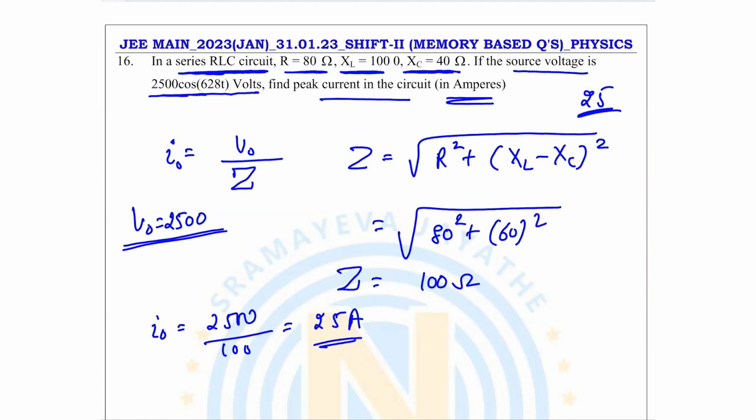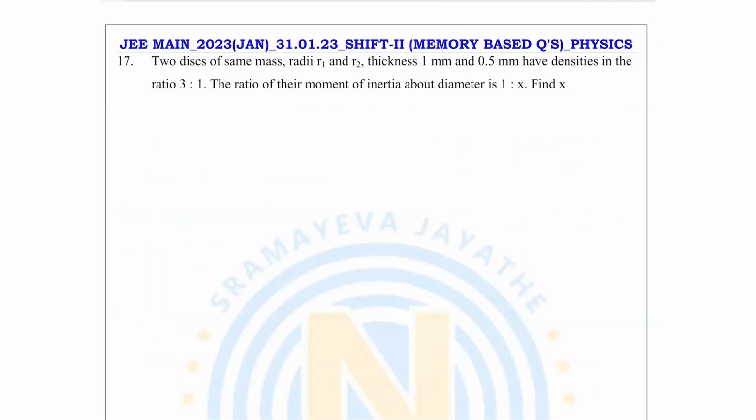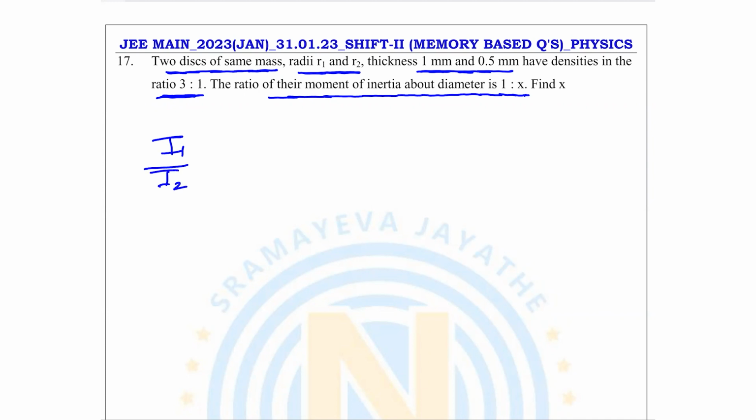All right, next question. Okay, this is a good question, somewhat calculative and some tricky also. We have two discs of same mass, radii R1 and R2. Their thicknesses are given and densities are given. Density ratio is given. We want to find the ratio of their moment of inertia about diameter. So we have to find I1 by I2, where I1 and I2 are the moment of inertia about the diameter.